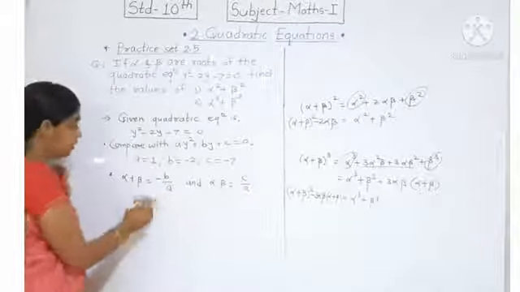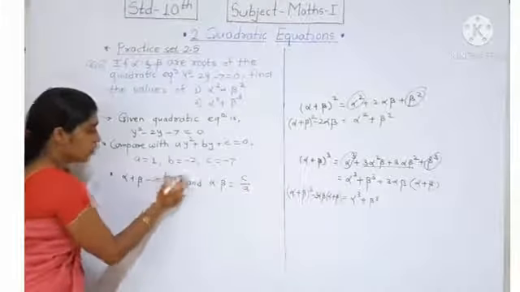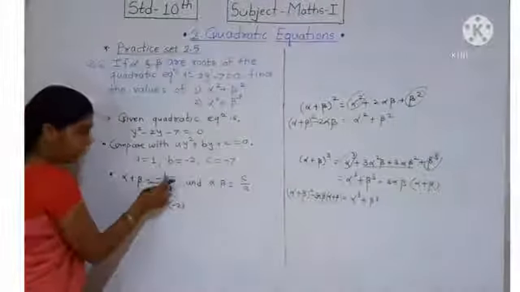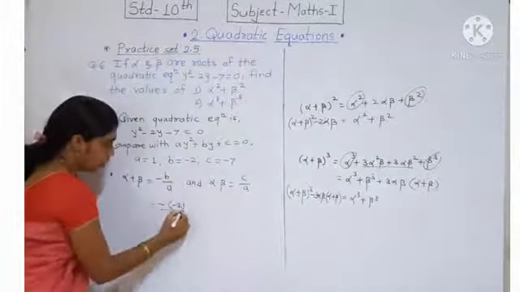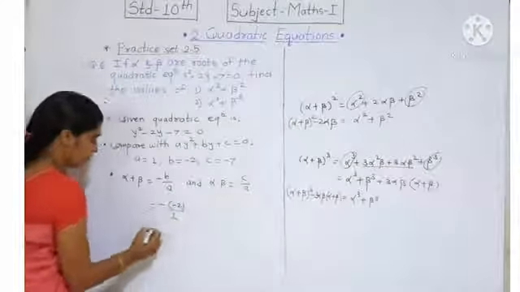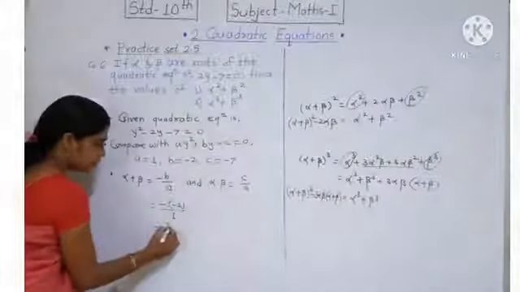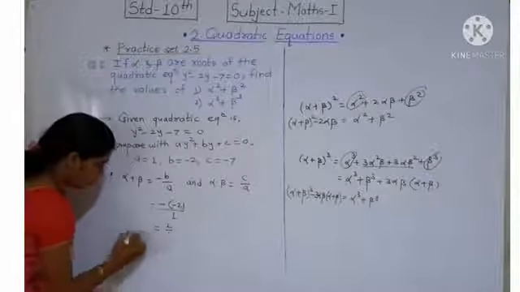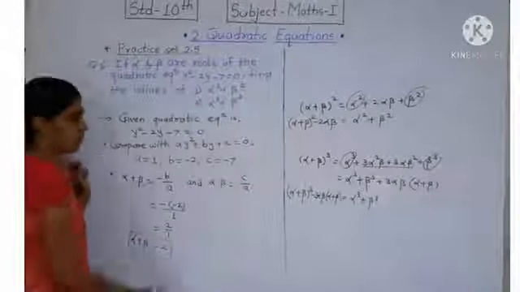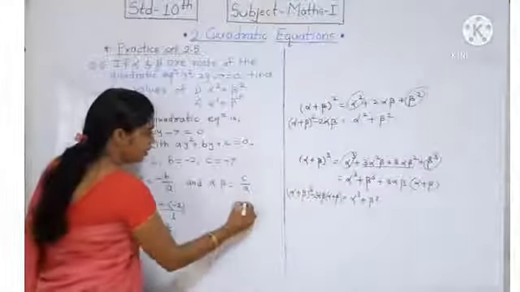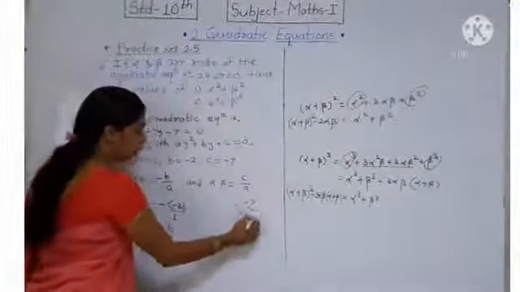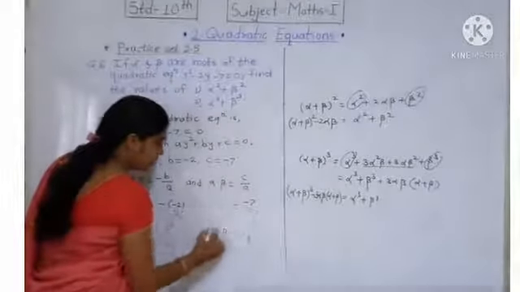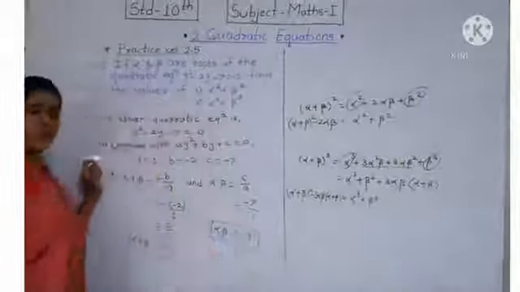We had done. So minus, what is the value of b? Minus 2. This minus sign, value of b is minus 2, upon, what is the value of a? 1. Minus minus plus 2 upon 1. Therefore, alpha plus beta is equal to 2. Similarly here, c is minus 7 upon a, 1. Therefore, alpha into beta is equal to minus 7.